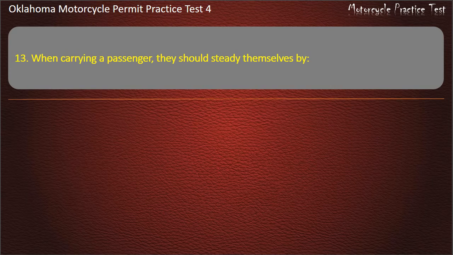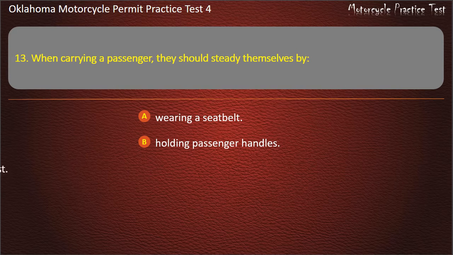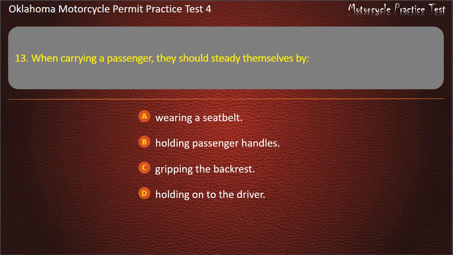Question 13. When carrying a passenger, they should steady themselves by wearing a seatbelt, holding passenger handles, gripping the backrest, holding onto the driver. Answer. Holding onto the driver.